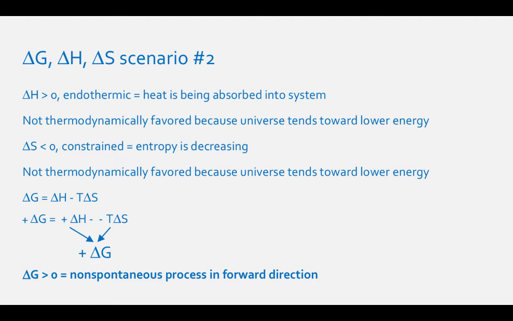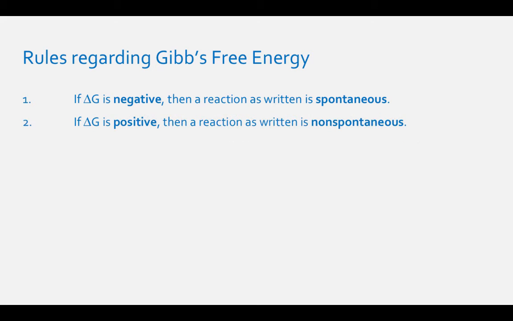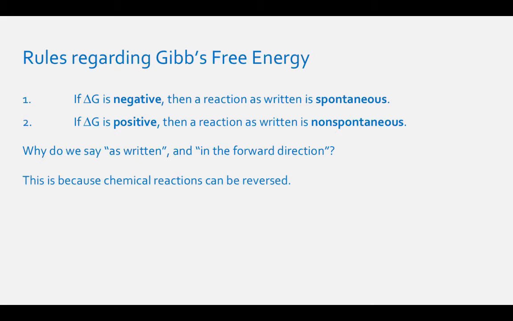This leads us to two important rules regarding Gibbs free energy. 1. If delta G is negative, then a reaction is written as spontaneous. 2. If delta G is positive, then a reaction is written as non-spontaneous. Why do I keep saying as written and in the forward direction? This is because chemical reactions can be reversed.